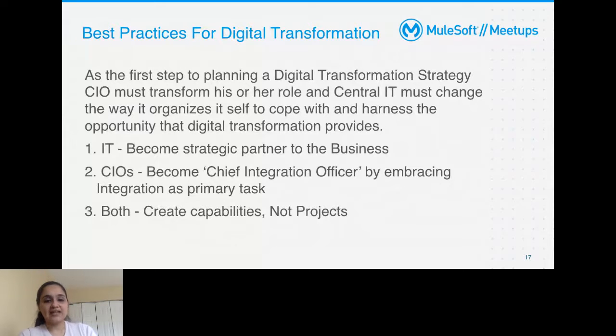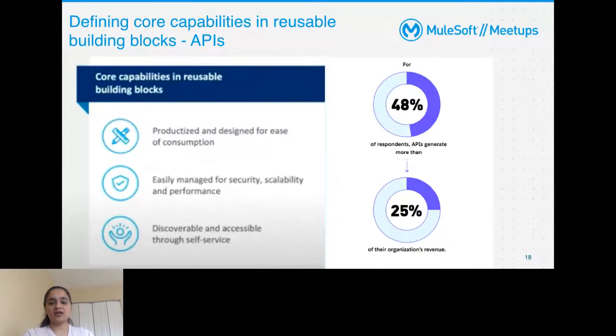And both IT and CIOs need to create capabilities, not projects. They should not think on a project-by-project basis, but in terms of capabilities. So, defining the core capabilities in reusable building blocks, that's APIs. Even the business can help here by defining the capabilities, and IT can implement those capabilities as reusable building blocks. So they can implement APIs that can be reused.